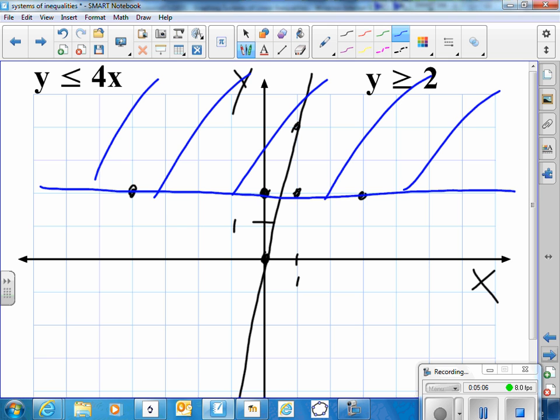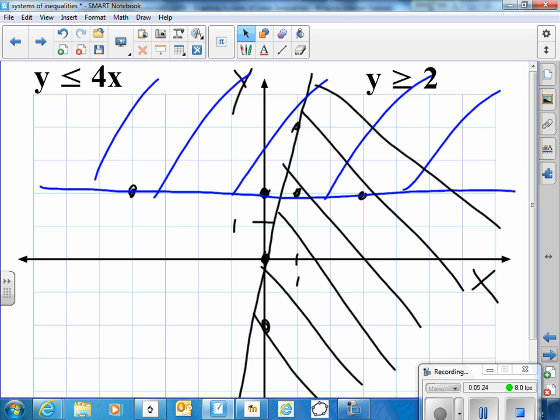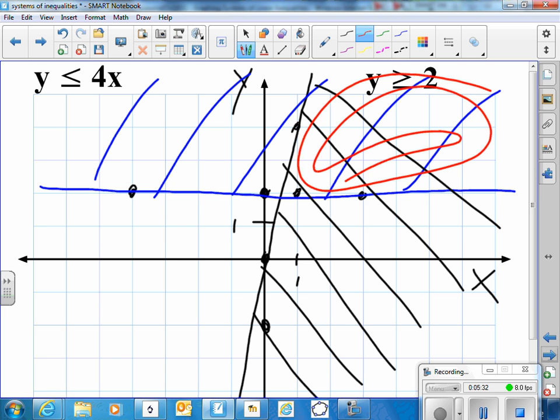I didn't shade my first one. I need to go back and shade it. That one said less than, so that would be everything less than this line. Negative 2, for example, is less than 0. So the region where it satisfies both inequalities would be right in the red. Both, they're shaded from both inequalities. So when we talk about a system of inequalities, that satisfies both.